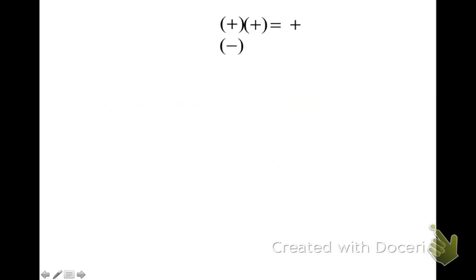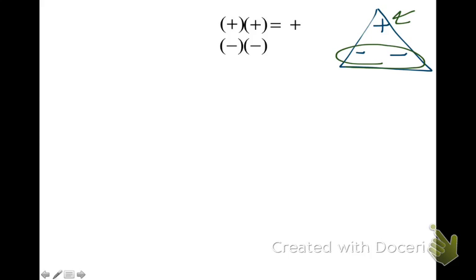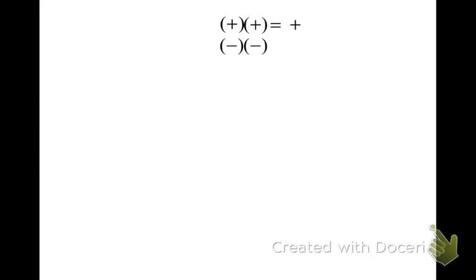Now, what happens when you multiply a negative by a negative? Now, if you ever get confused by those negatives, don't forget, you can always draw your triangle. Positive, negative, negative. So if I multiply two negatives, my answer should be a positive. So when you have the same sign, what's your answer always going to be? It's always going to be a positive answer.